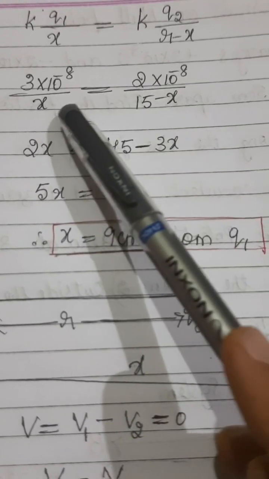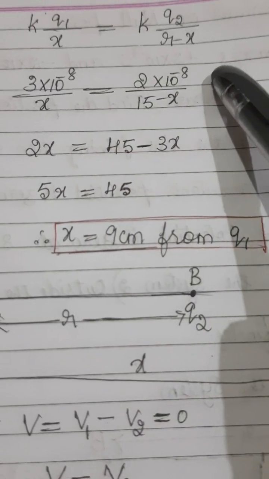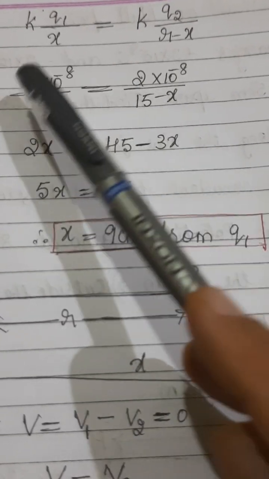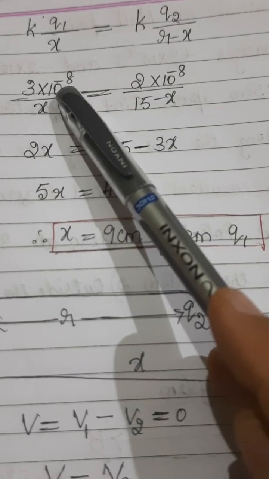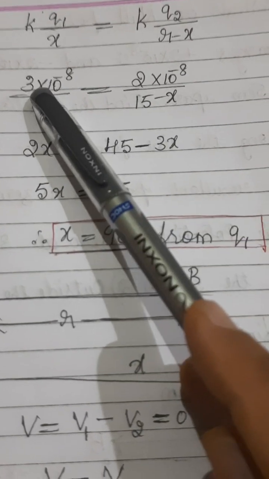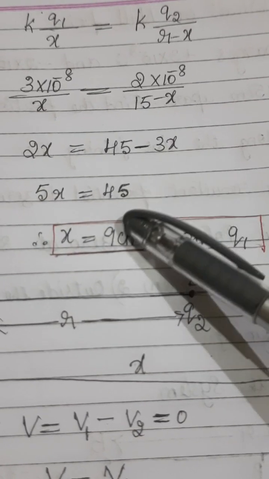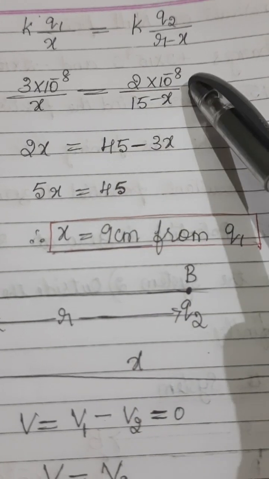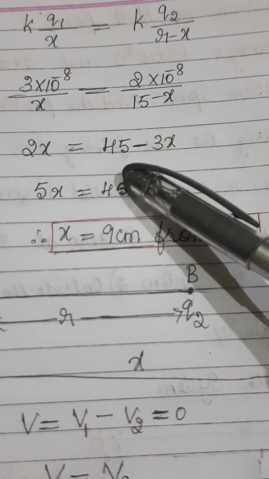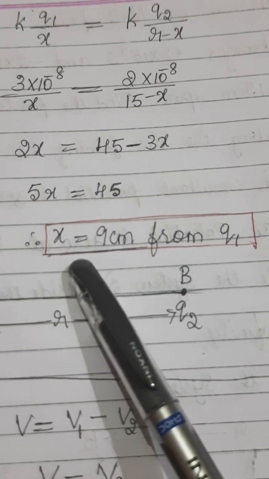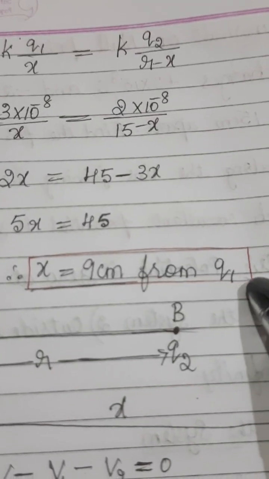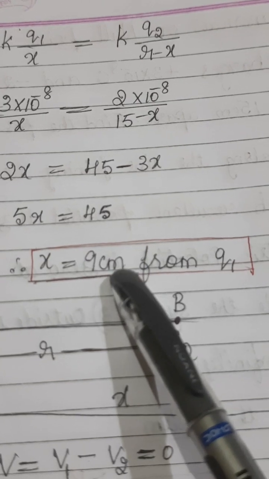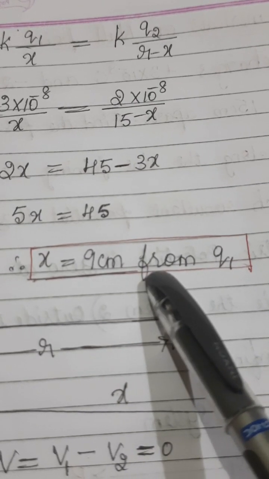So in CET competitive exam, you start writing from this, keeping this formula in mind. Just substitute only the number, no need of writing this power. So within 2 steps you will get the answer. Whereas for board paper, you have to write all this formula, substitution, and you will get the number like this. So x is 9 centimeter from Q1. X is a distance of null point, which is 9 centimeter from Q1.